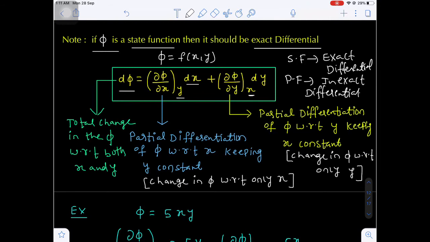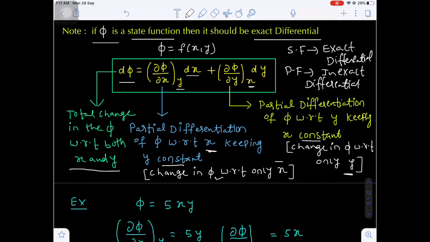Now what is the meaning of d phi? It is the total change in the phi value with respect to x and y. And dou phi by dou x is the partial differentiation of phi with respect to x, keeping y constant. That means this value corresponds to the change in phi only with respect to x. And the second, dou phi by dou y, is the change in phi with respect to only y, where x is kept constant.